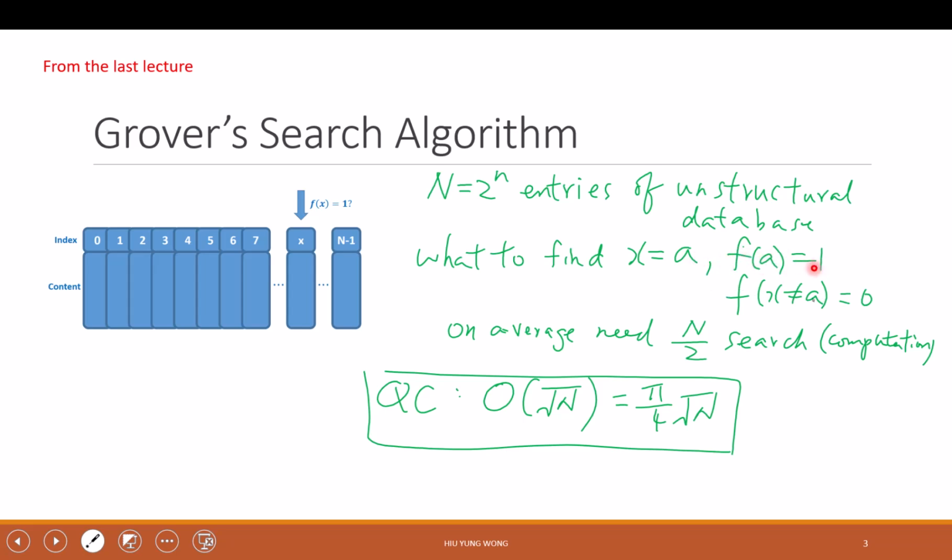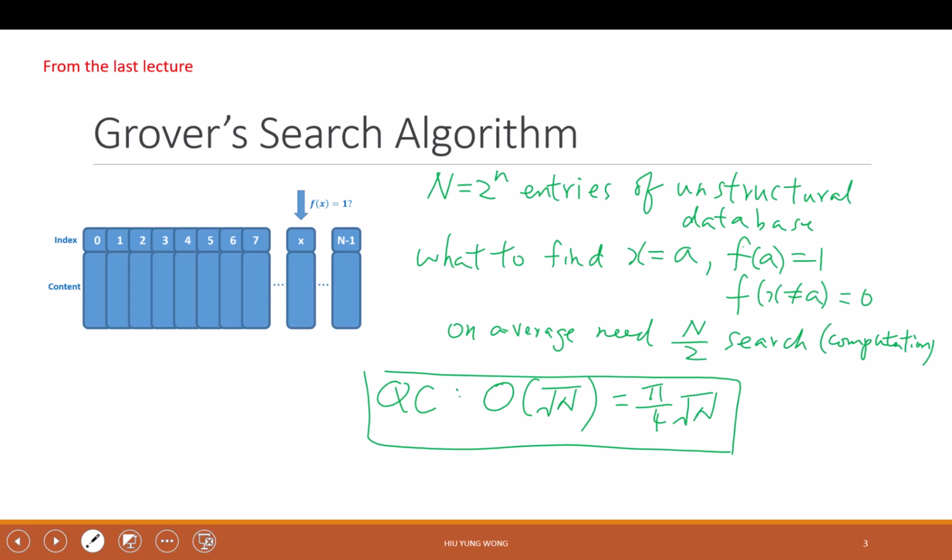When x is equal to a, I did not say it clearly. I want to find which entry has f of x equal to 1, right? So when it is the one I want to search for, it will return 1. If it is not, like when I see someone else's student ID rather than mine, it will just say 0, okay?